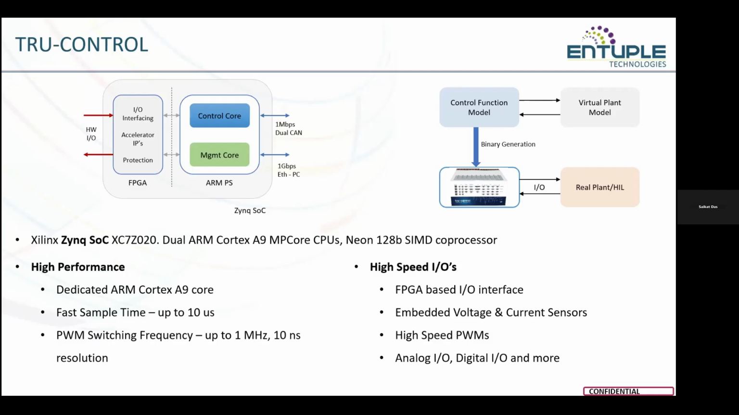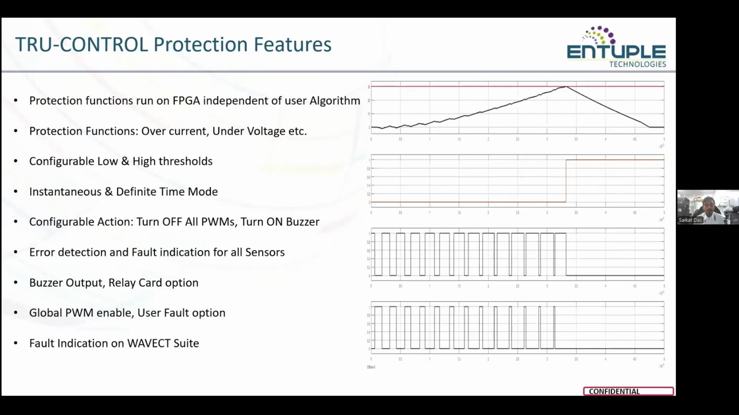Now, when we are talking about high-speed IOs, those high-speed IOs are embedded voltage and current sensors, then high-speed PWMs. Whenever you are going to test any real hardware, the main thing is protections. Because we are going to develop our control logic from simulation directly to hardware, we don't know the hardware constraints. If some loop is not working or going into an unstable region, this can give unusual output that can damage the real hardware.